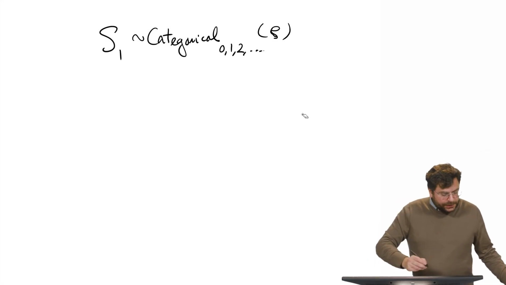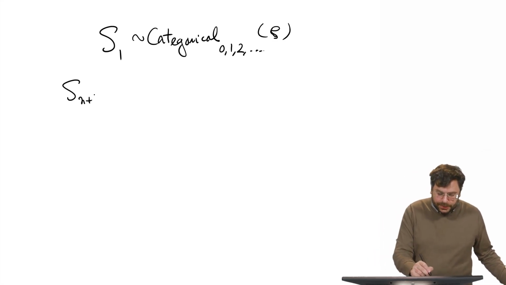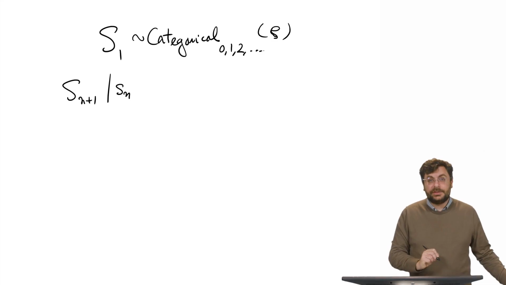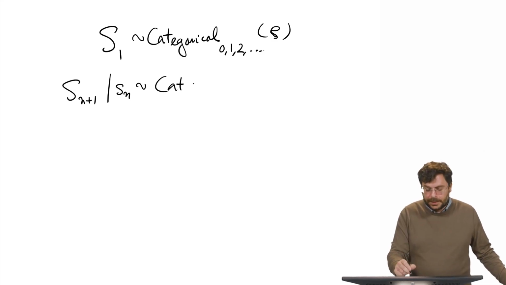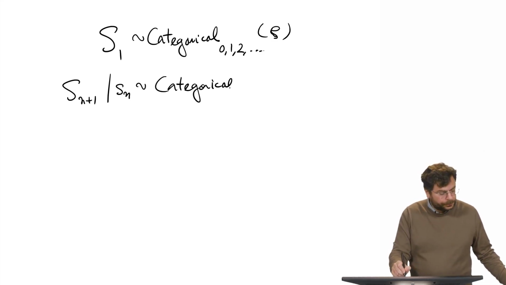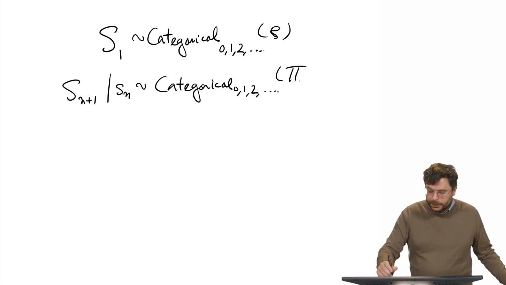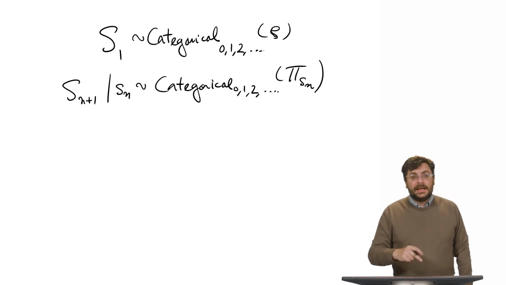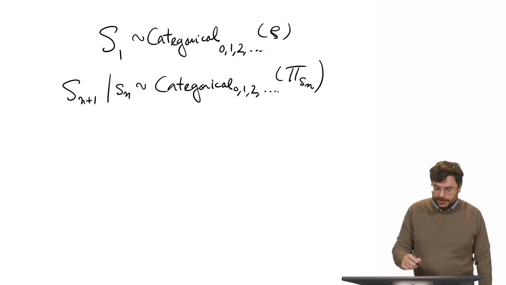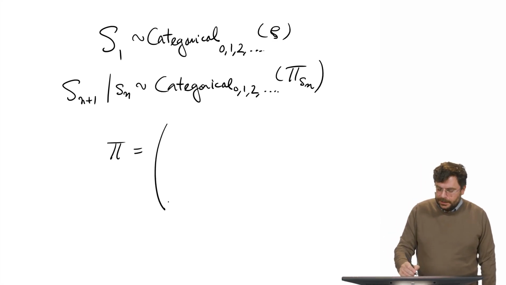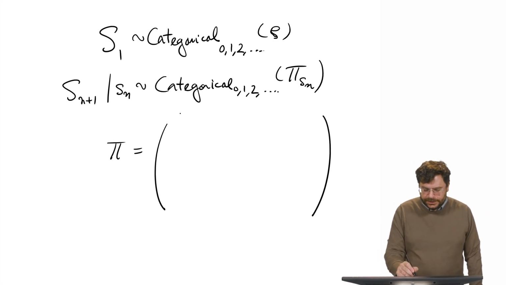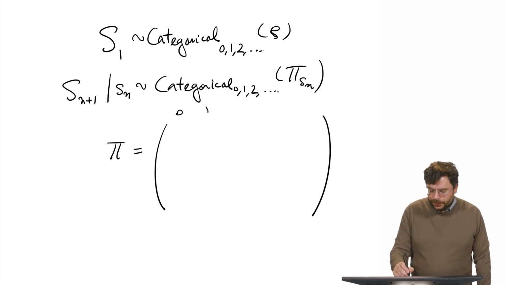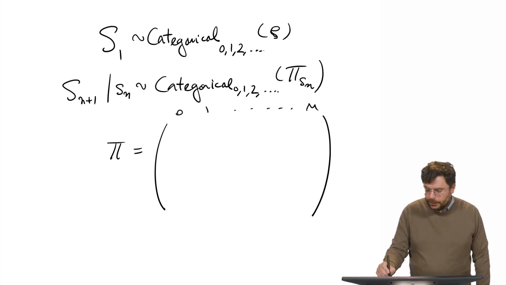And then I have my transition rule. So that's going to be Sn plus 1, conditioned on the realization small sn, itself sampled from a categorical, 0, 1, 2, pi sub Sn. And pi sub Sn is the probability of transition. Now, let's talk about what the transition from state 0, 1, all the way to big M would be.